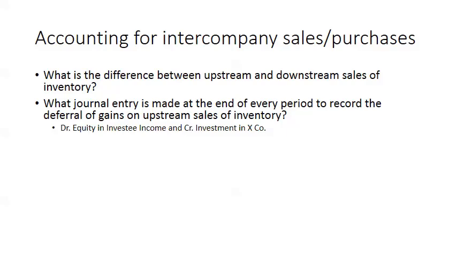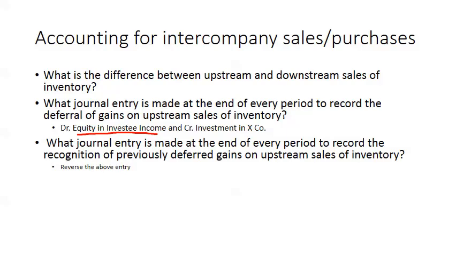Why does that do that? Because remember, those gains are where? They're in the investee's income, and we've already recorded a share of that. Our share of that's already there. So by making this debit to the investee income, we're taking out the gains that we've already recognized in equity pickup that we've recorded. So this defers it. And then next period, when we sell the goods to an outside party, we're allowed to recognize the gain.